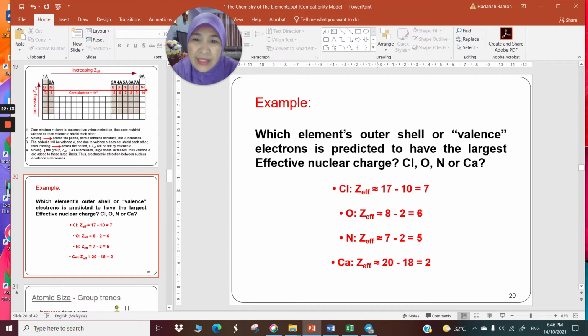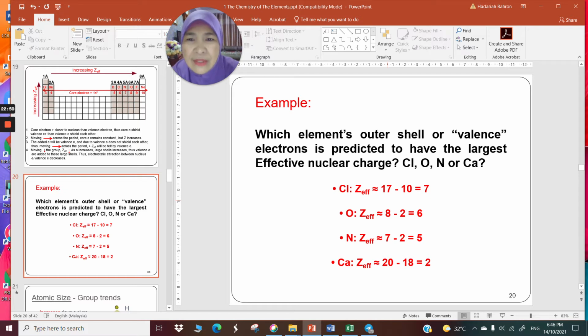For chlorine, there are 17 protons in the nucleus minus 10 core electrons, which gives you 7 effective nuclear charge. Oxygen, you have 8 minus 2, which gives you 6. Nitrogen, 7 minus 2, giving you 5. Calcium, 20 minus 18, giving you 2. So the largest effective nuclear charge among the 4 here will be chlorine.